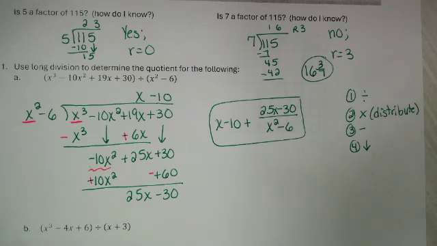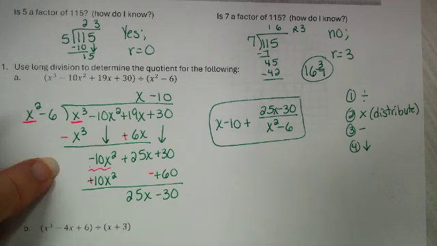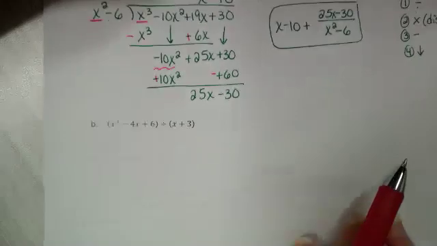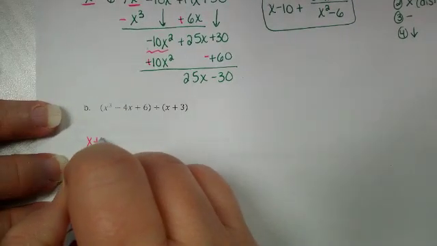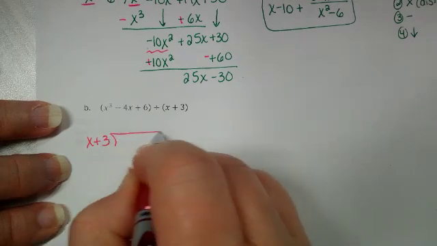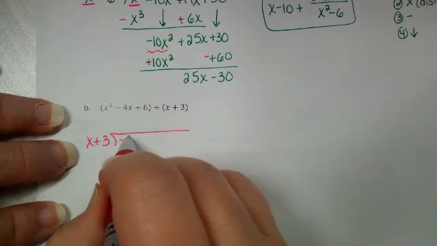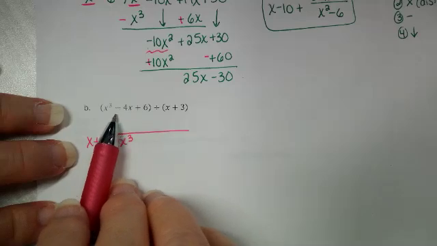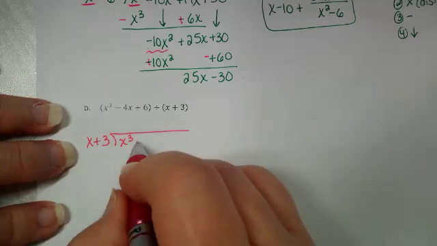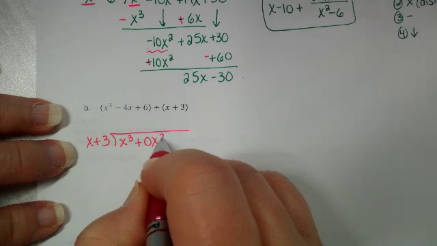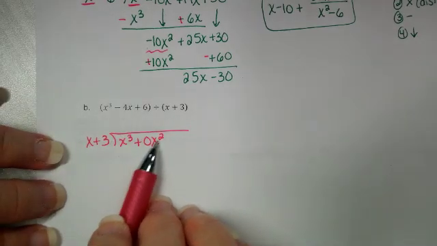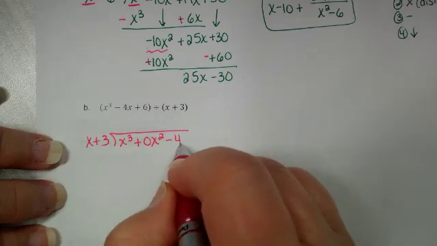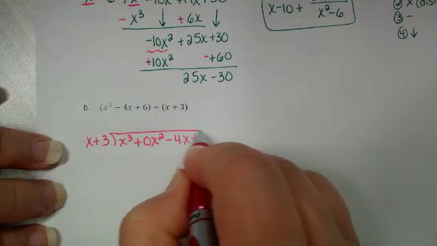All right, let's try it again because this process just takes practice. And you do have to be very careful with your signs. Let's try this one. I've got x plus 3. Then I've got x to the third. I don't have any x squared. So you know what? I'm going to just leave a space for x squared. You'll thank me later. So 0x squared minus 4x plus 6.